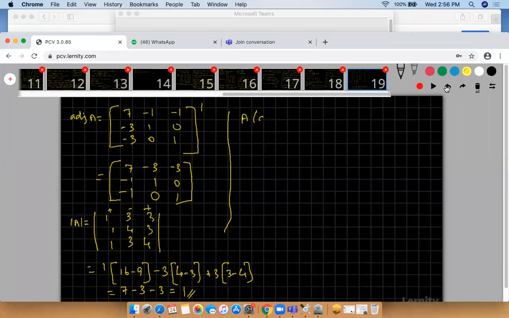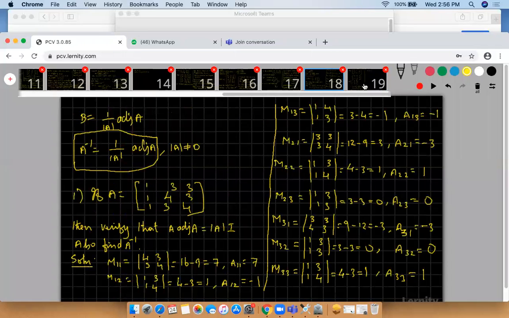You first of all find the right hand side. What is my right hand side? My right hand side is determinant of A into identity. This is my right hand side. I'm going to find out this right hand side, determinant of A into identity.